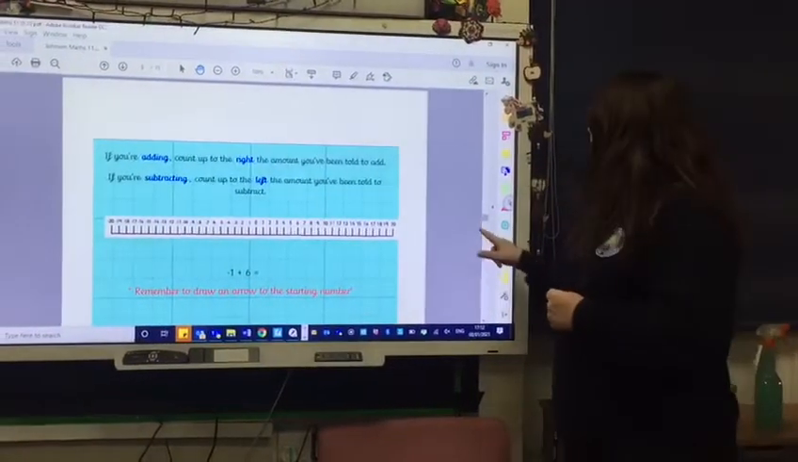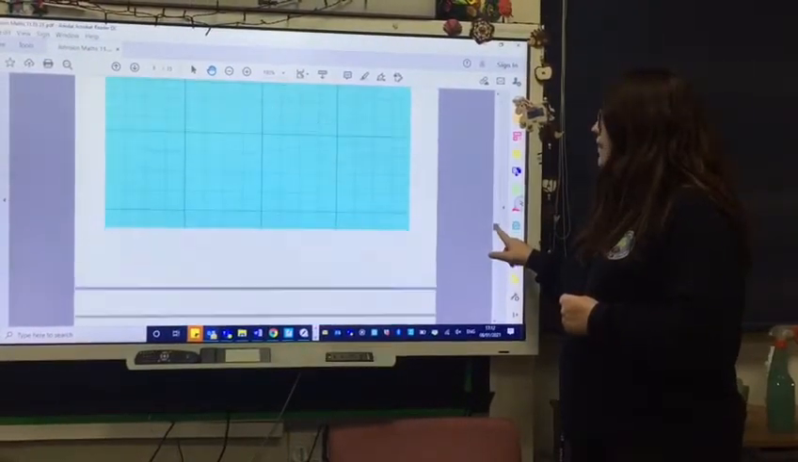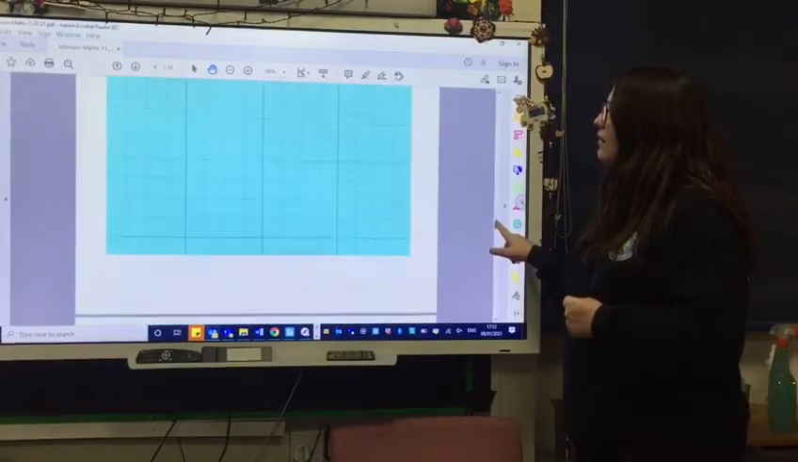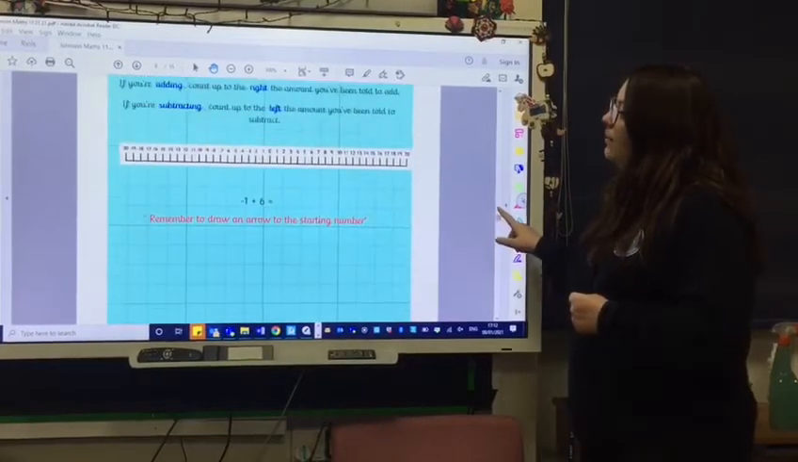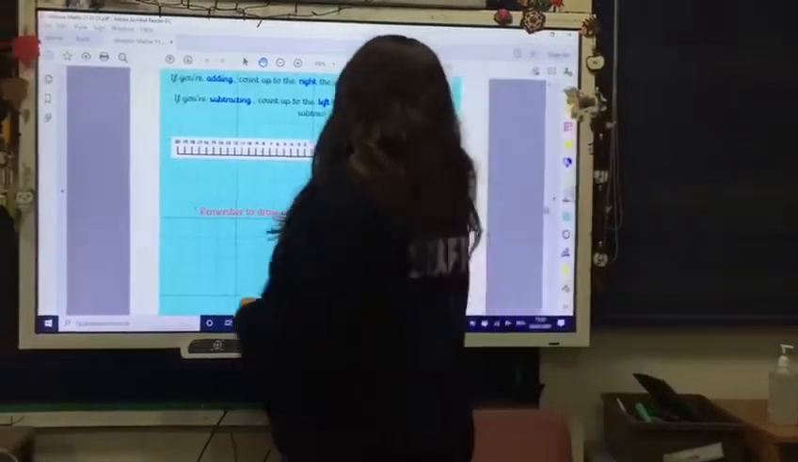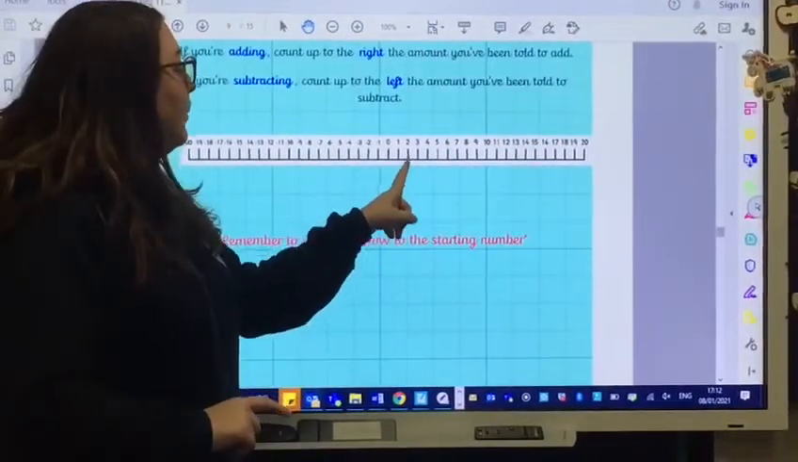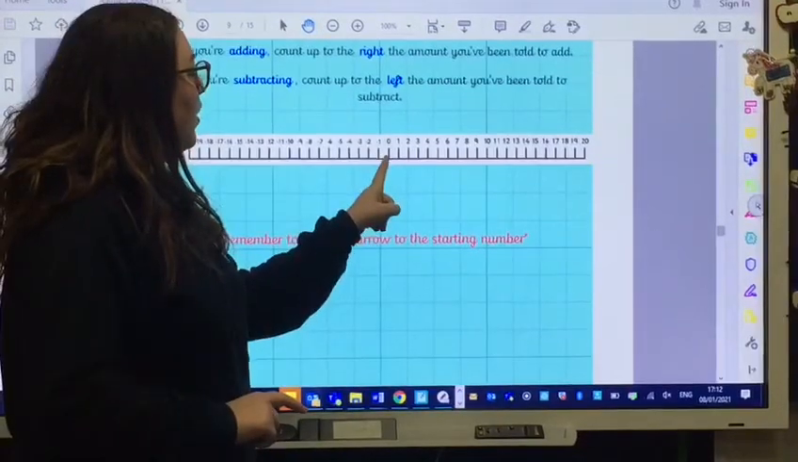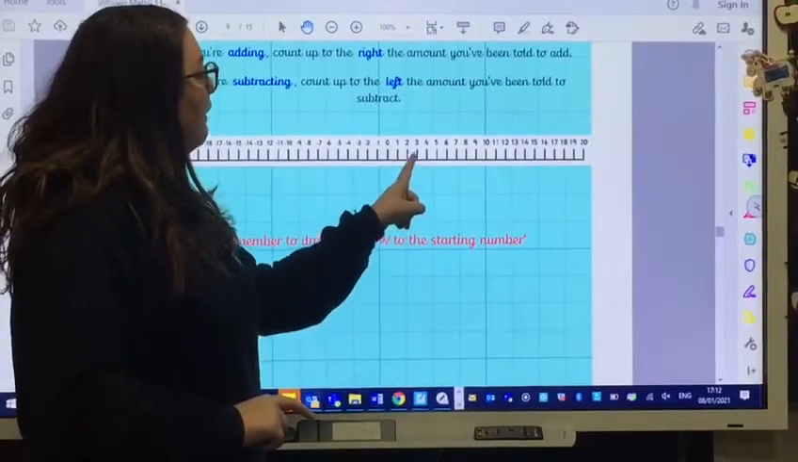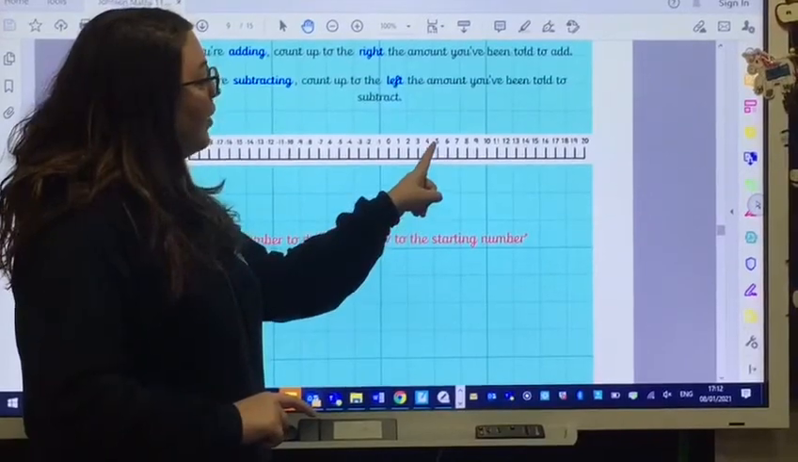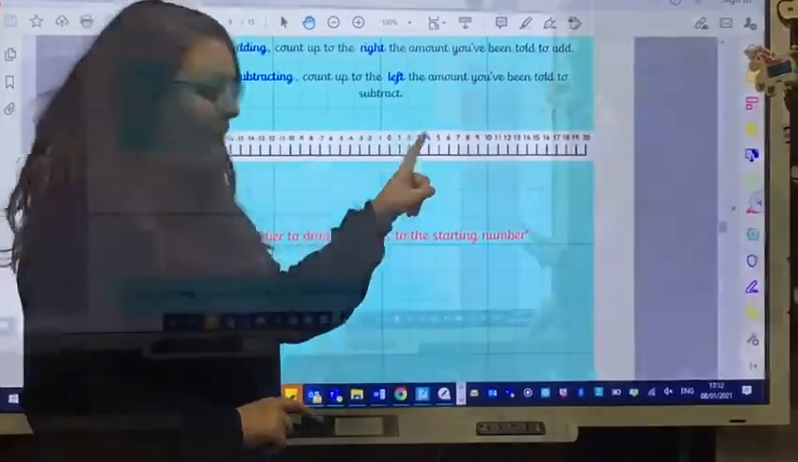Okay, welcome back. So, let's just check whether the answer's on the next slide. It is not, so let's go back. -1, your arrow should be pointing to -1. We're adding 6, so we're counting up to the right. So 1, 2, 3, 4, 5, 6. So your answer should be 5.